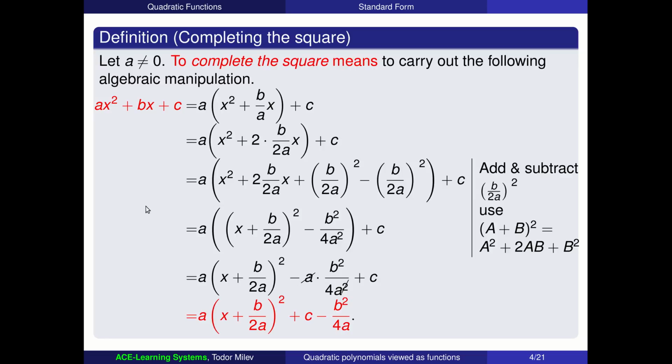So once again, to complete the square means to carry out the transformation ax squared plus bx plus c equals a times (x plus b over 2a) squared plus c minus b squared over 4a. Now you can see that this expression is long and difficult to remember. So rather than memorizing that verbatim, I recommend memorizing the steps leading to completing the square and carrying out those steps every time you need to complete the square.